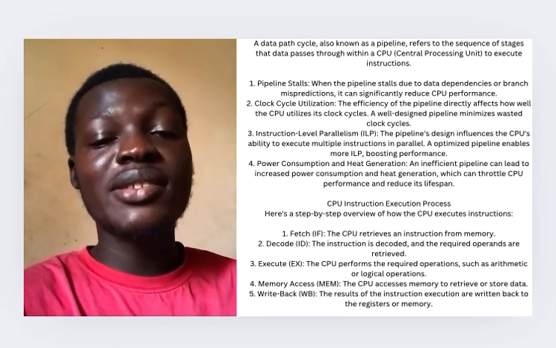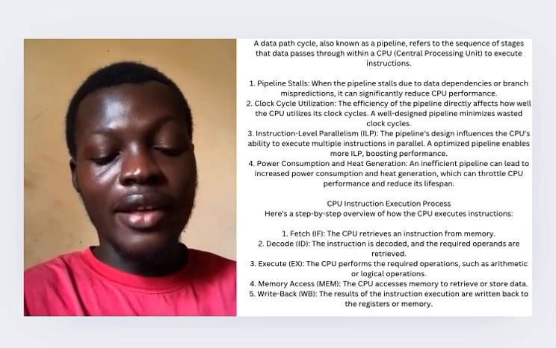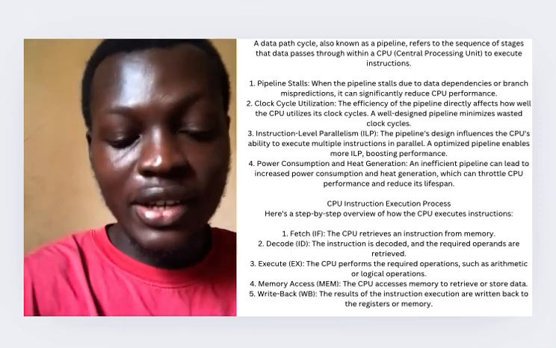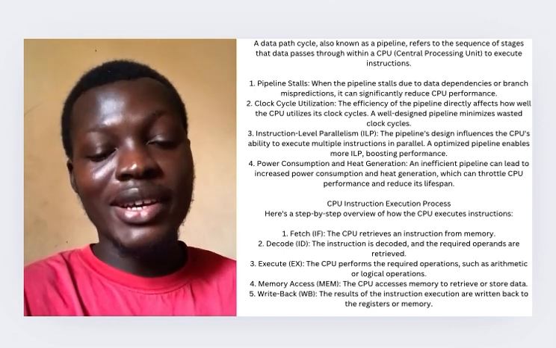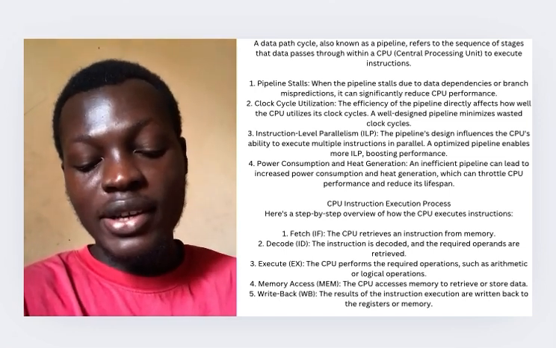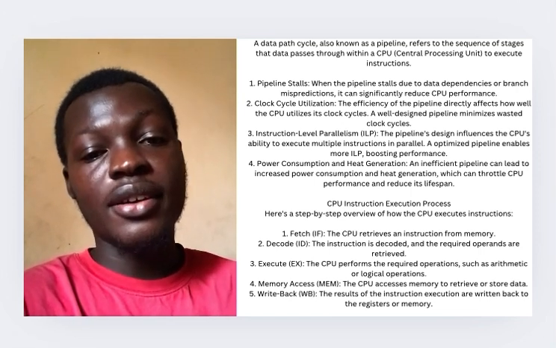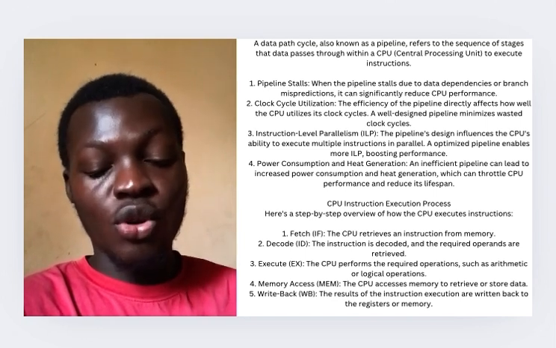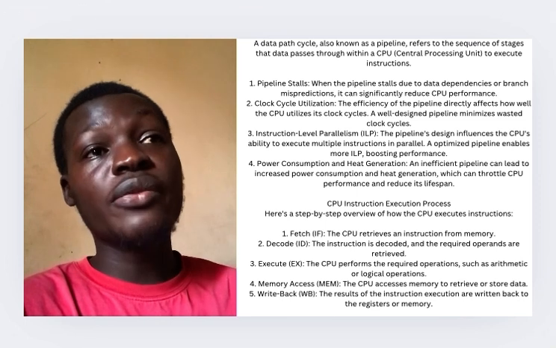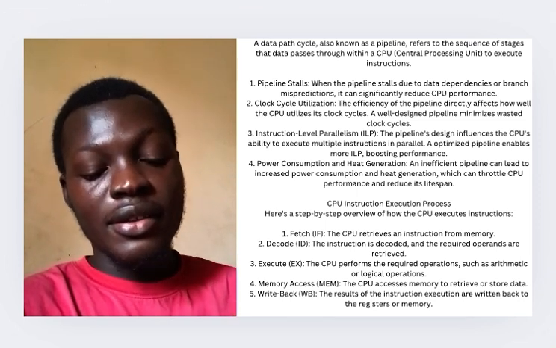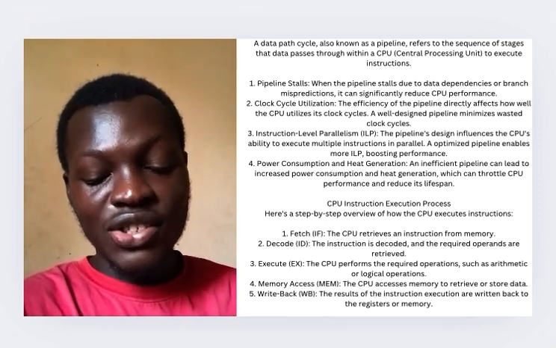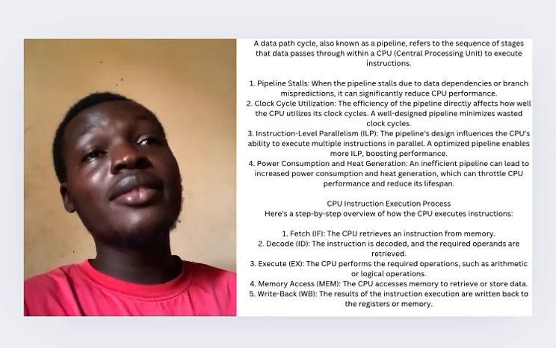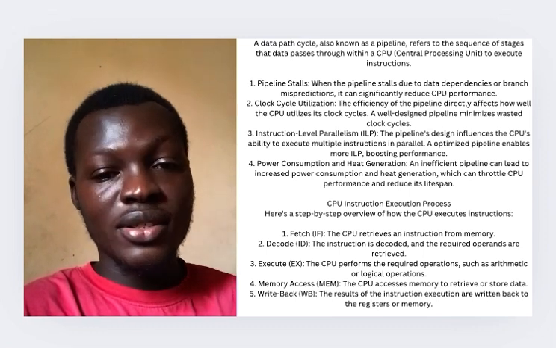And then the second one, which is decode, says that the instruction is decoded. So the instruction that the CPU retrieves from the memory is decoded and then requires operands to be retrieved. The instruction is decoded, and then requires operands and retrieved. Then the next step is execute.